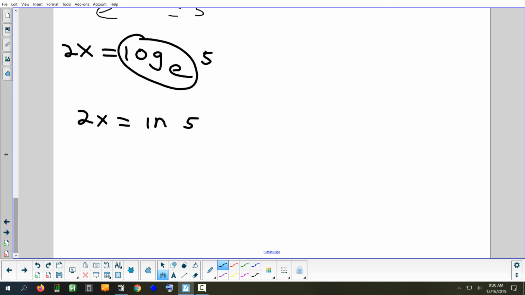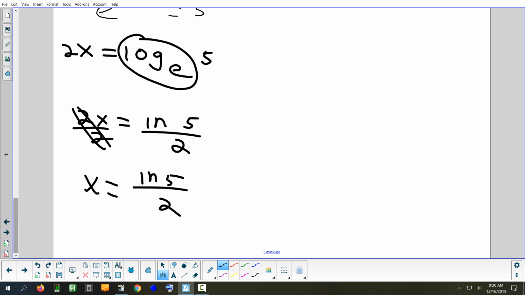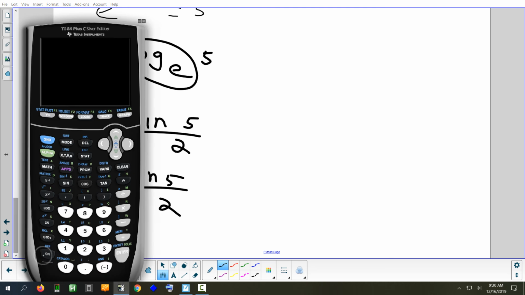Now, before I type anything in, I still don't have x by itself. I've got the 2 next to it. So how do I get the 2 on the other side? Yep, divide by what? Divide by 2. That's gone. And x equals the ln of 5 over 2. Now, if they want an exact answer, there you go. If they want a decimal, we have to type it in.